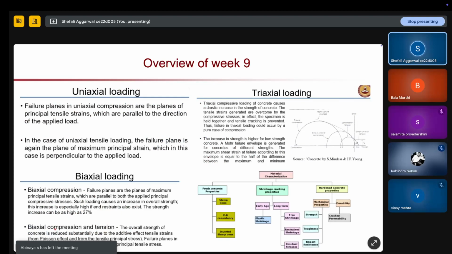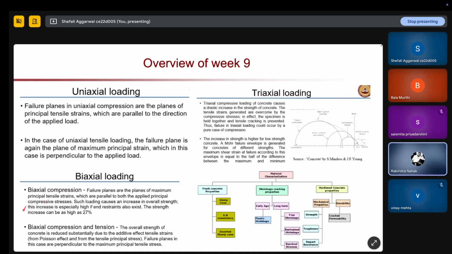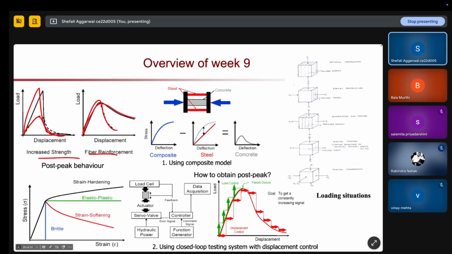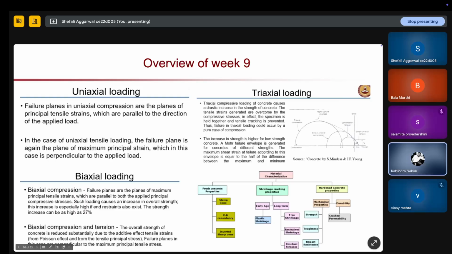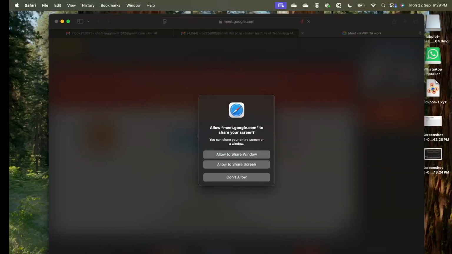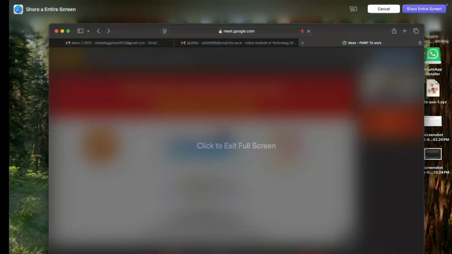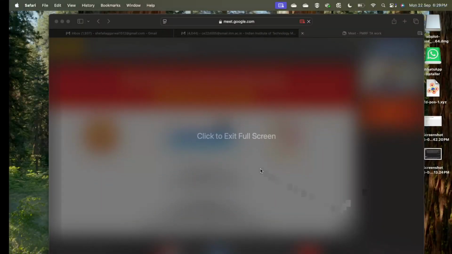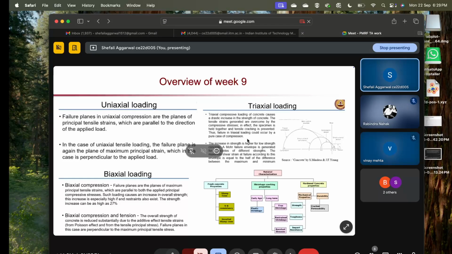And in case of biaxial compression and... Madam, presentation not showing. Hello, madam, your presentation is not showing. It's not visible. Yes, madam, not visible. I'll try again. Is it visible now? Yes, madam. Okay.